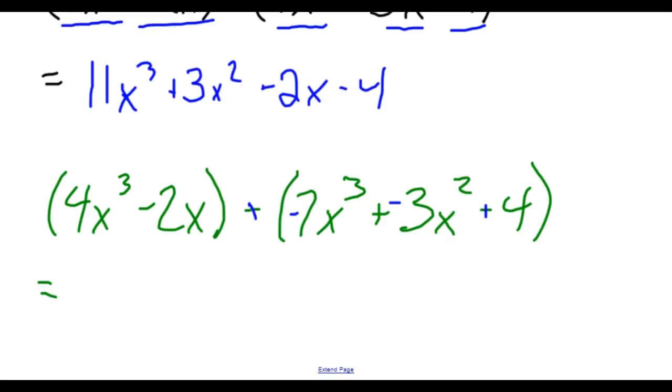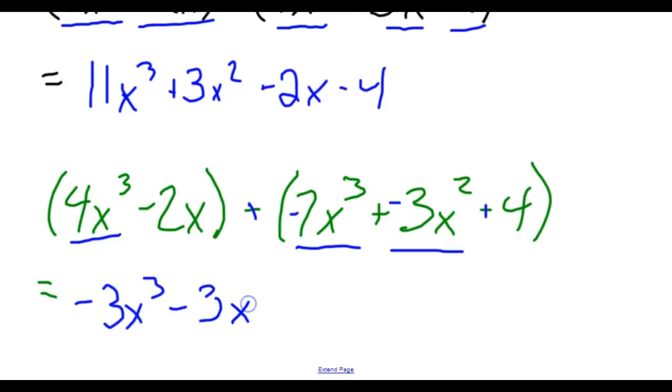So now we do the same thing we just did in the last problem. We have 4x cubed plus a negative 7x cubed would become negative 3x cubed. We have a negative 3x squared, so minus 3x squared, minus 2x plus 4. So, adding or subtracting polynomials, combine like terms. If it's a subtraction problem, you can change it to an addition problem to make it a little easier to work with.